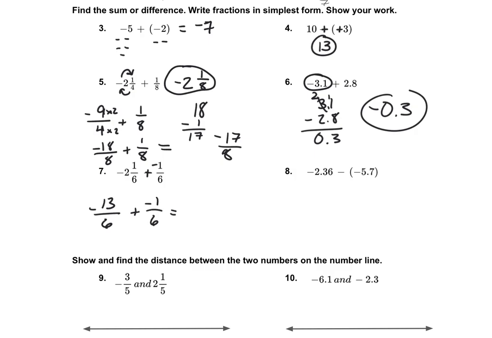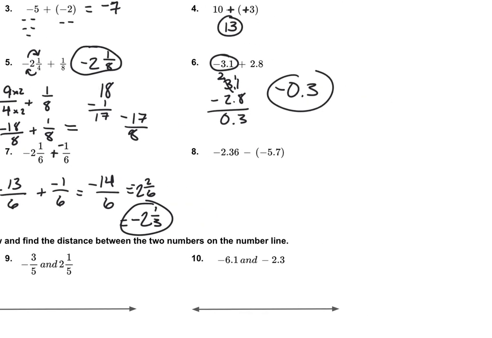This time I've got two negatives, those are working together. 13 plus 1 is 14. Keep it negative. There are 2 6s that can fit into 14 with 2 left over. And then this simplifies to -2 and 1/3.